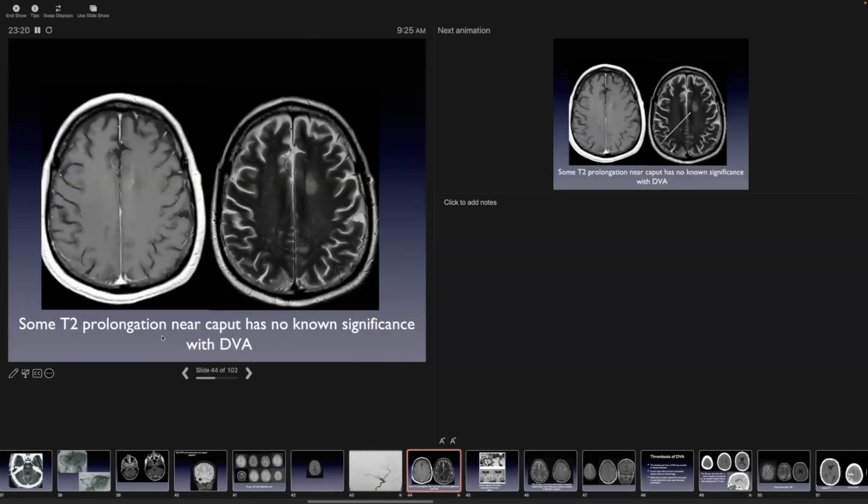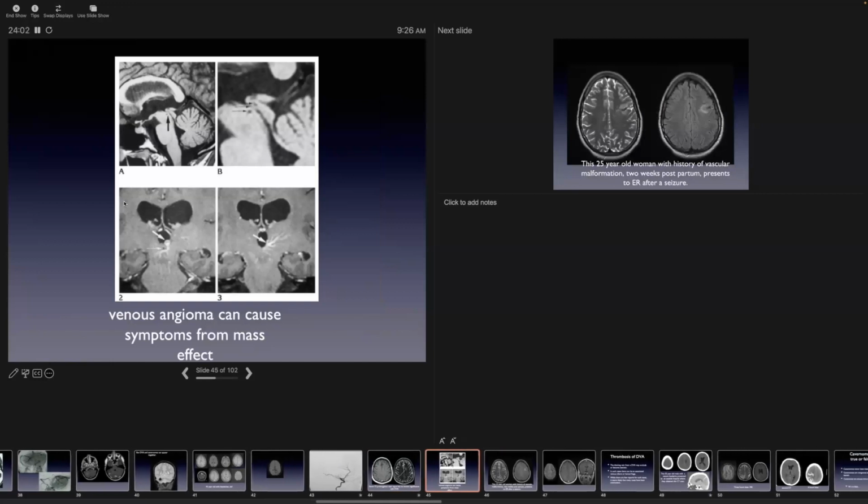Now, one thing you'll see sometimes in DVAs is you can see some T2 prolongation in the region of the caput. And this doesn't really have a known significance. There are different theories as to why this occurs. The most reasonable one, I think, is that there may be some venous hypertension associated with the draining vein, either from kinking of the vein or chronic flow, whatever. If there is some impaired flow, you may see some T2 signal abnormality, but I wouldn't suggest that that requires any treatment or that this is a different entity based on that appearance. So just be aware of that variation of appearance.